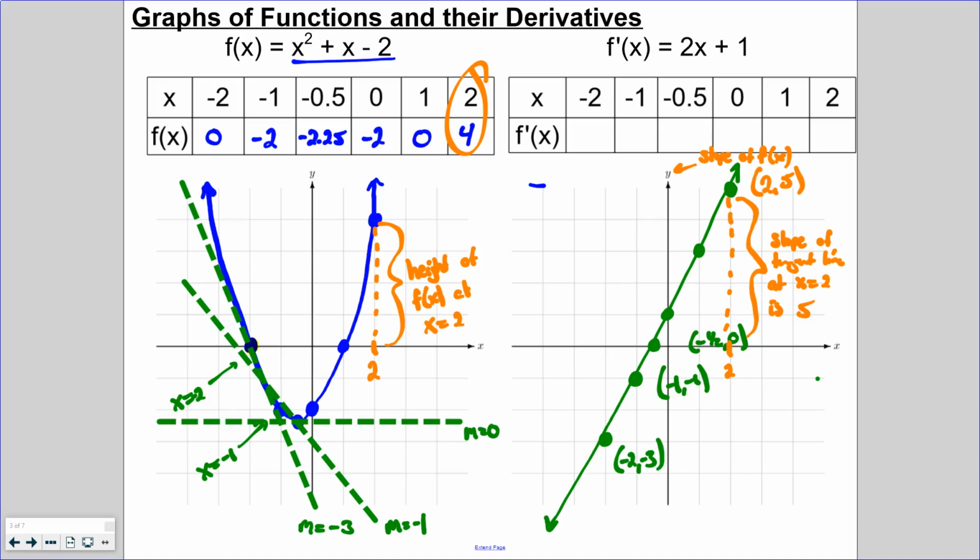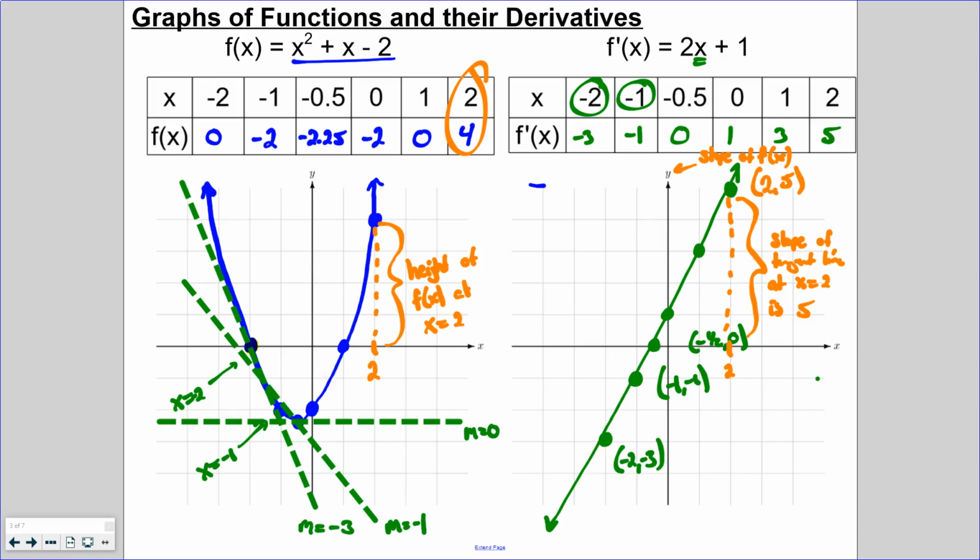Now, if we go back up to the table, f prime of x equals 2x plus 1, we can always plug our x values into the function, and you'll notice we get the same outputs. If we plug x equals negative 2 into our derivative, we get an output of negative 3, which tells us the slope at x equals negative 2 is negative 3. If we plug in negative 1, we get negative 1, and then 0, 1, 3, and 5. All those points confirm that the derivatives are the slopes at their respective x values.